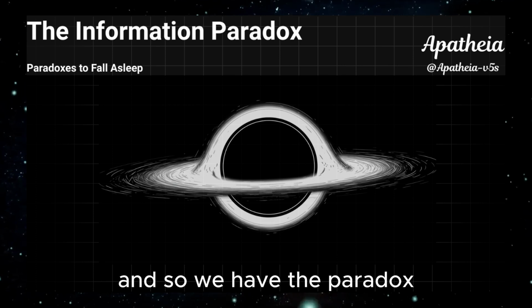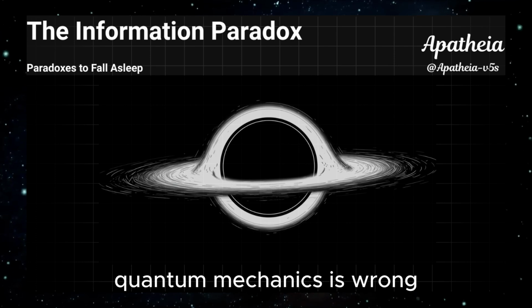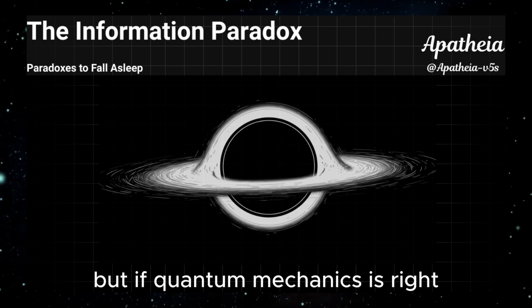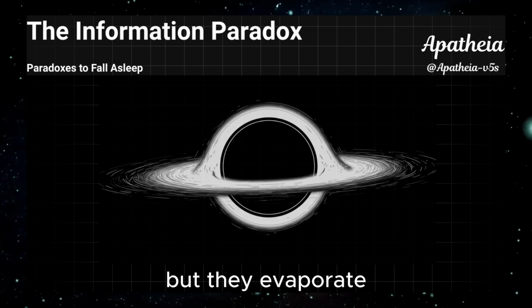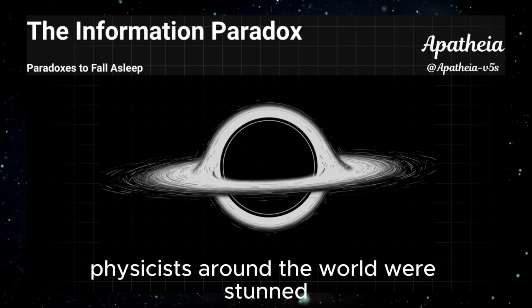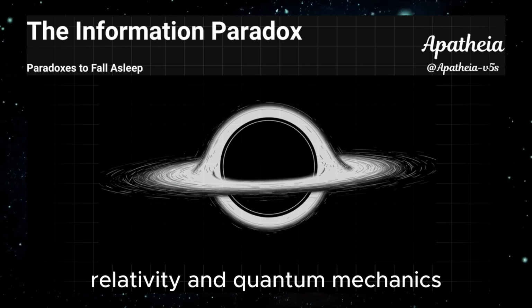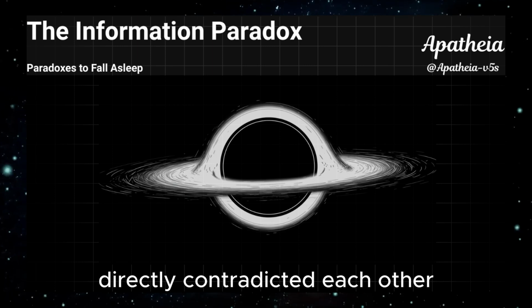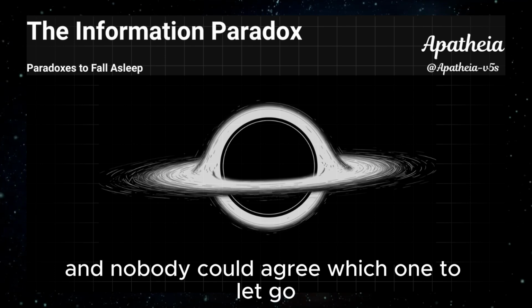And so we have the paradox. If black holes destroy information, quantum mechanics is wrong. But if quantum mechanics is right, then black holes can't destroy information, but they evaporate, and the information doesn't seem to come out. Physicists around the world were stunned. For the first time, the two pillars of modern science, relativity and quantum mechanics, directly contradicted each other, and nobody could agree which one to let go.